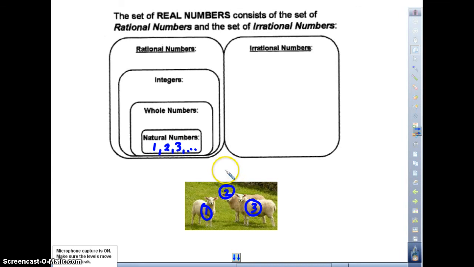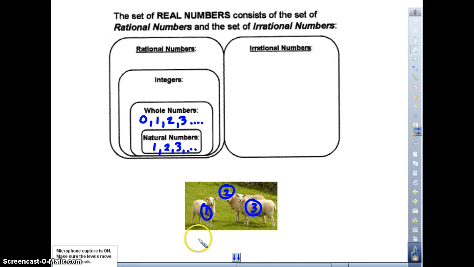Okay? So then the sheep herder decided, you know, I need to have a number that represents the absence of sheep. So he added the number what to this set? Yeah, he added 0, and we call those whole numbers. 0, 1, 2, 3, dot. 0, 1, 2, 3, 4, 5, 6, 7, 8, 9, 10. All right?